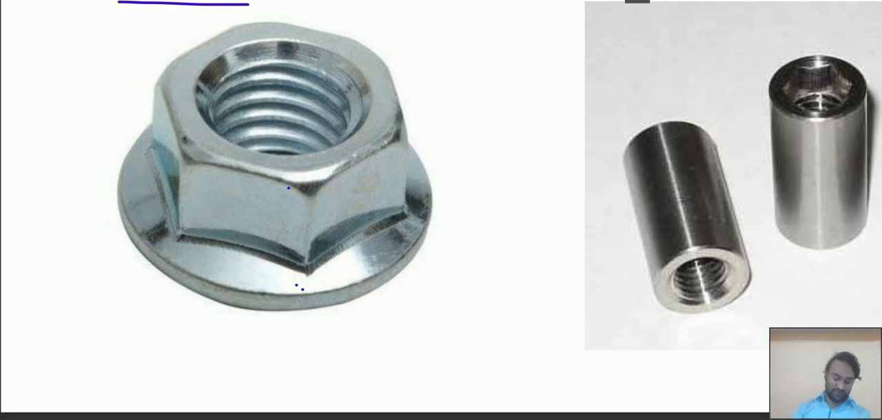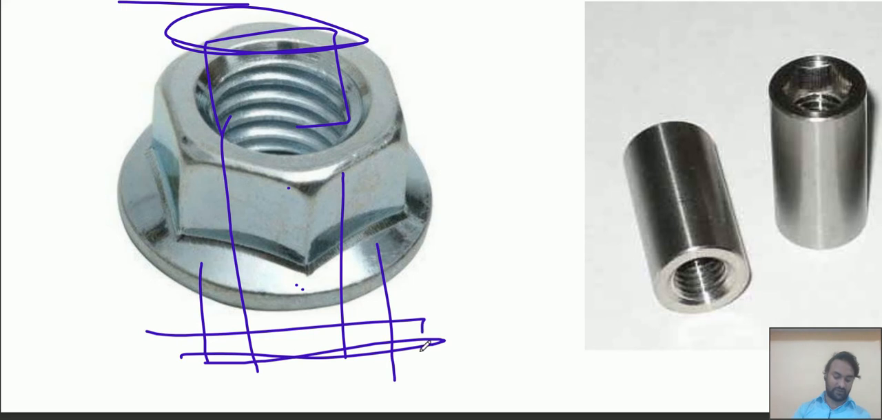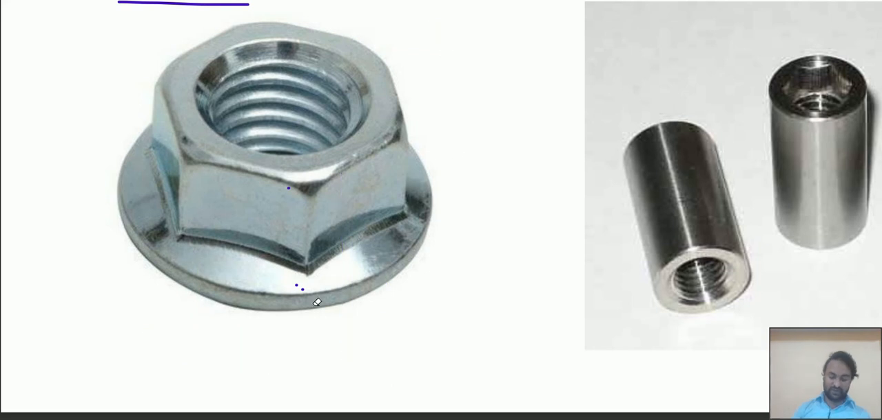If the flange is on this side, then this side would be the end of the bolt, and the other side would be the head of the bolt or some other part, and the bolt is coming from this direction to this direction. This is the end of the bolt. So by using this, we can increase the bearing surface area, so that pressure is reduced on the thread.